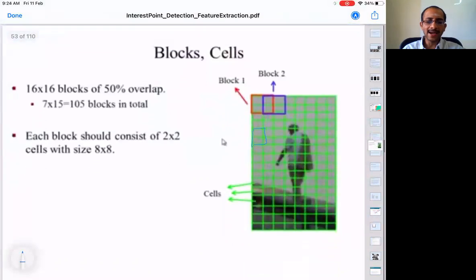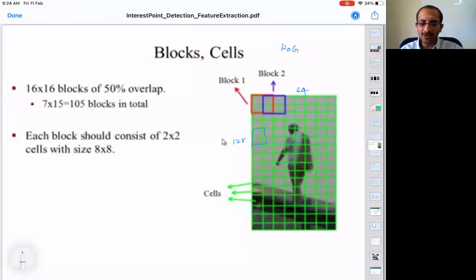Now let us take a practical problem. Given an image of 64 cross 128, we want to see whether there is a human in this image or not. That is the problem. These slides I have taken from Professor Jitendra Malik's video lectures. If you would like to describe whether a human is there or not, we want to extract shape information, so we would like to go for histogram of orientation gradients computation in the local patches, in the local neighborhood.